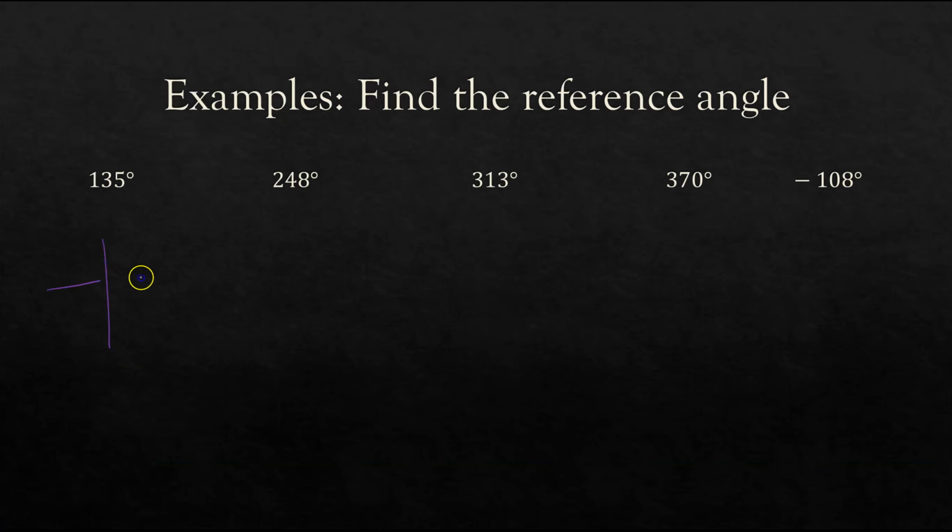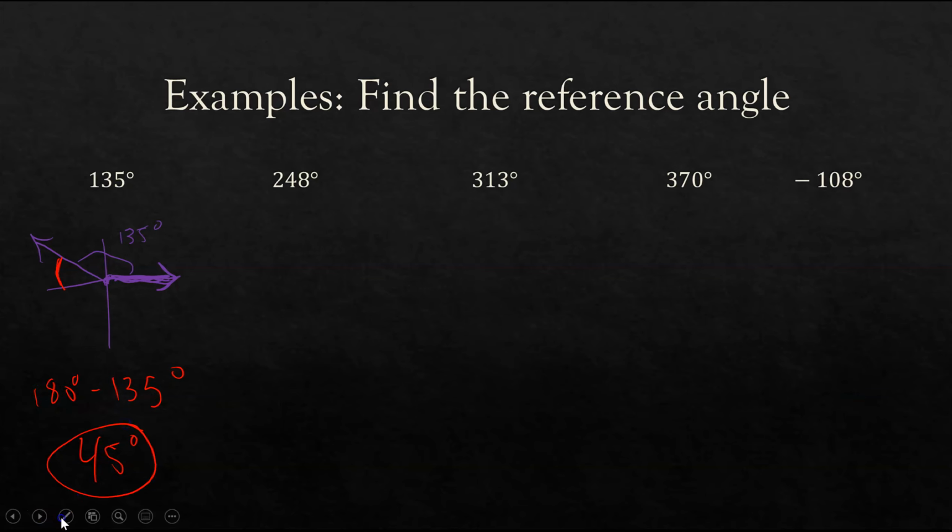A 135 degree angle is going to be, here's the initial side. 90 degrees would be here, so 135 is going to be in the second quadrant. It's going to be sort of that much, right? 135 degrees. Now, the reference angle is going to be the acute positive angle between the terminal side and the x-axis. It's going to be this angle right here, right? The whole thing all the way from here to the other side would be 180 degrees. If I do 180 degrees minus 135 degrees, what does that give me? 45 degrees is the reference angle for this one.